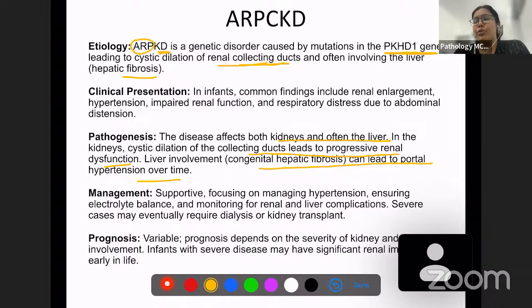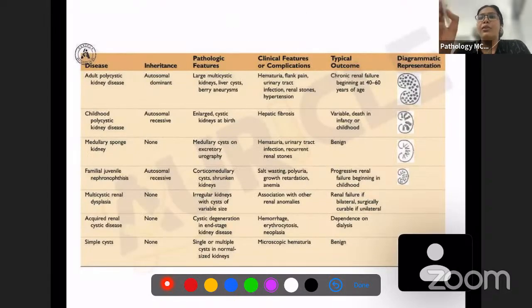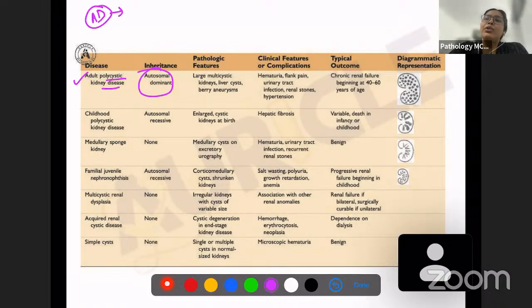Now what we are going to do is see the differences between a few congenital diseases and how to differentiate them. The first disease we are going to see is adult polycystic kidney disease. Adult polycystic kidney disease is autosomal dominant. Always remember AD: AD for adult and AD for autosomal dominant. Childhood polycystic kidney disease is AR, autosomal recessive.